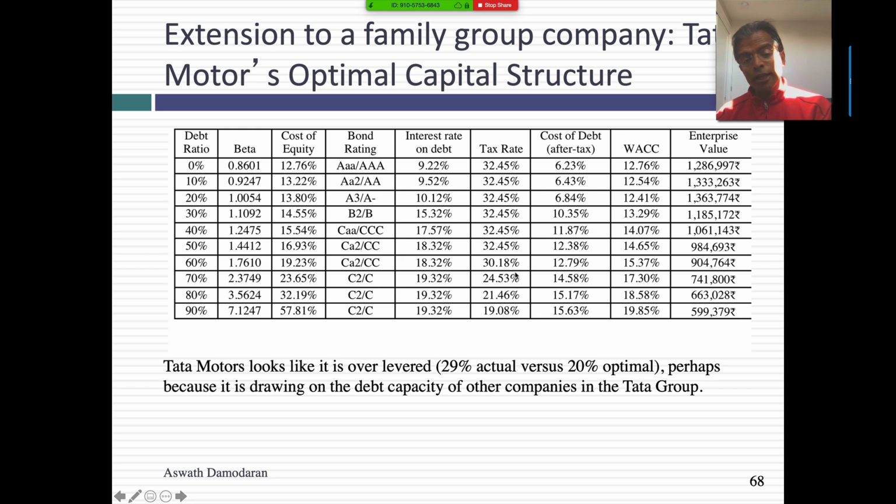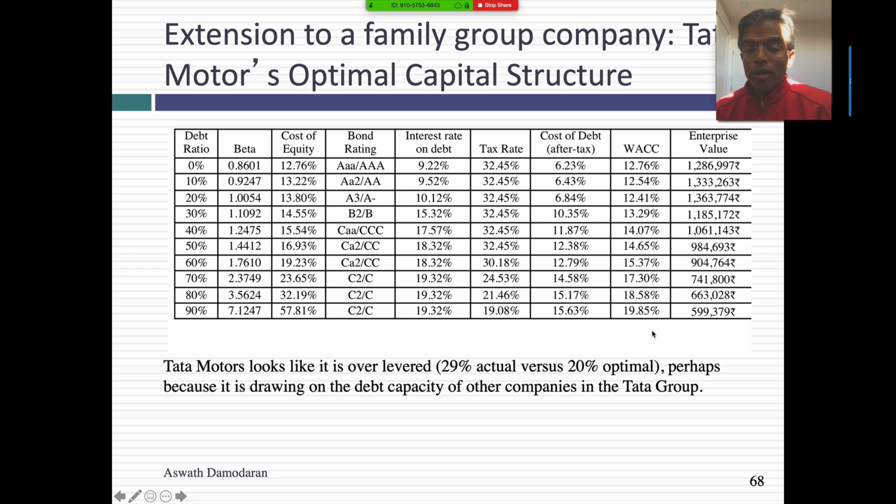Remember how I lost tax benefits with Disney, and my tax rate decreases. My after-tax cost of debt reflects both the rising interest rate and the loss in tax benefits at higher debt ratios. In the second last column, I have the cost of capital for Tata Motors. And if you look, initially it decreases, it bottoms out at about 20% debt, and then it goes up.